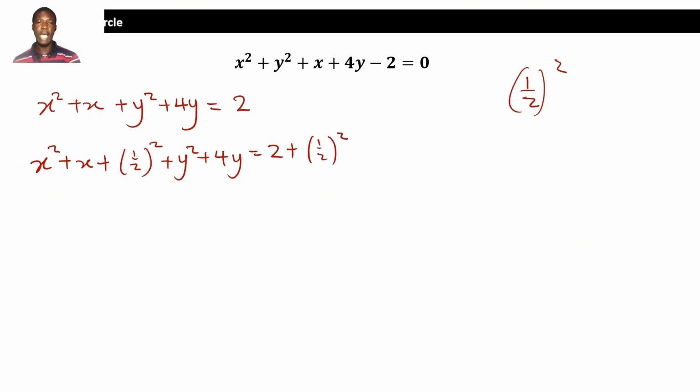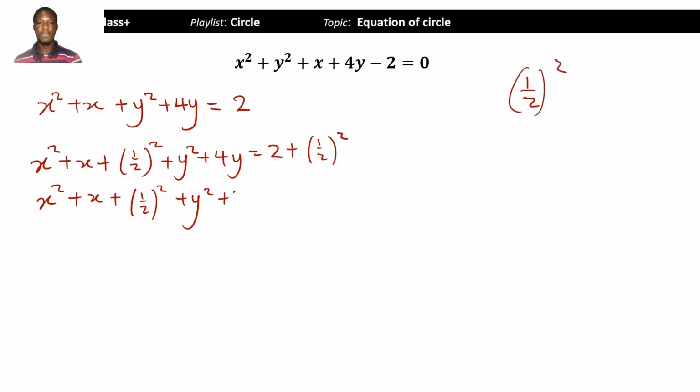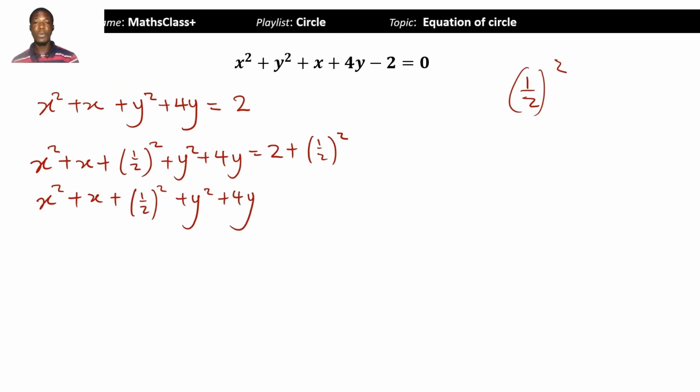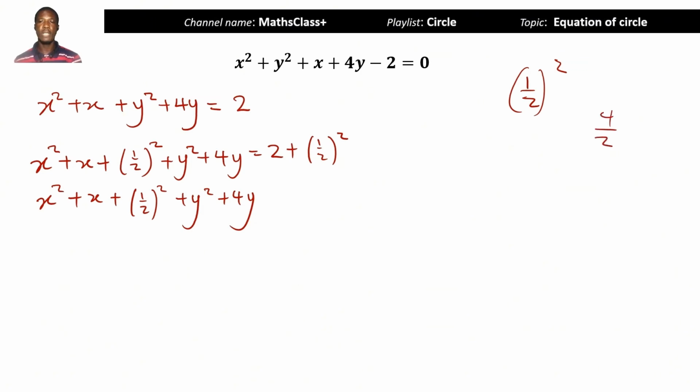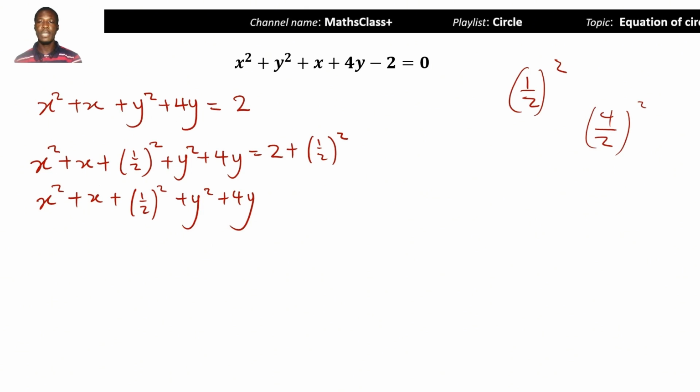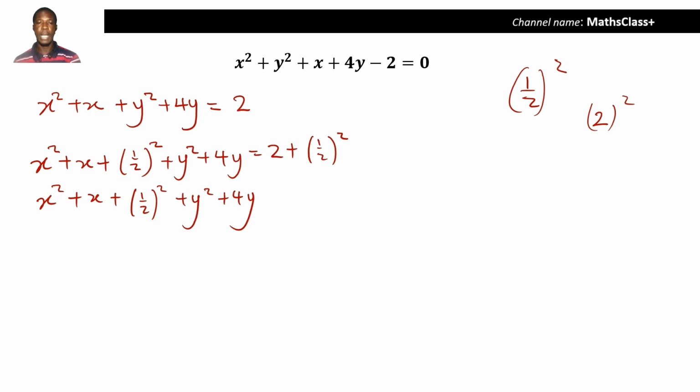Then I also take the y side. I'll have x plus 1 over 2 squared plus y squared plus 4y. Now I take the coefficient of y, which is 4, divide by 2 and square the result. So as we see, when I divide 4 by 2, I'll get 2. So when I square the result, it will be 2 to the power 2. So I add it to both sides of the equation.